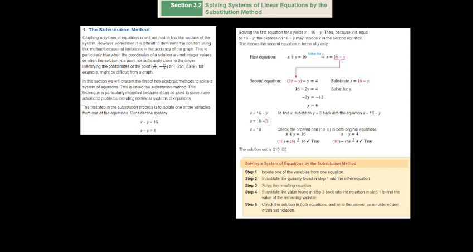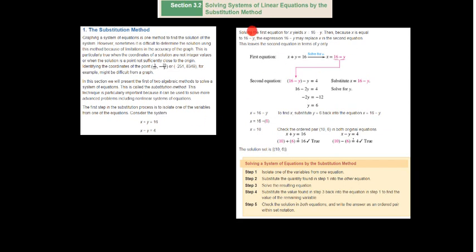The first step in the substitution process is to isolate one of the variables from one of the equations, right? So it says consider the system. We have x plus y is equal to 16 and x minus y is equal to 4. We need to figure out what x and y are. What solves that, right?